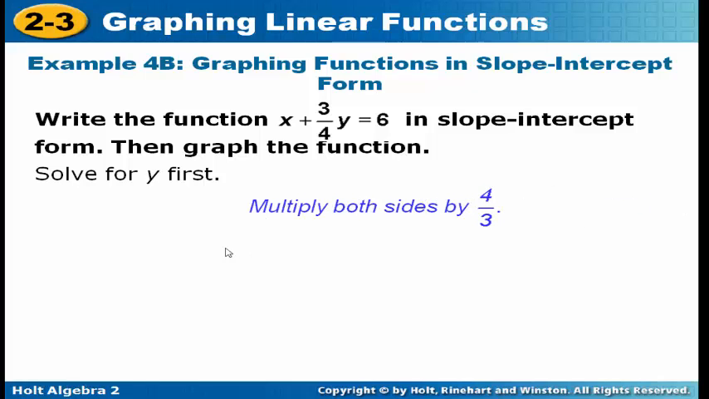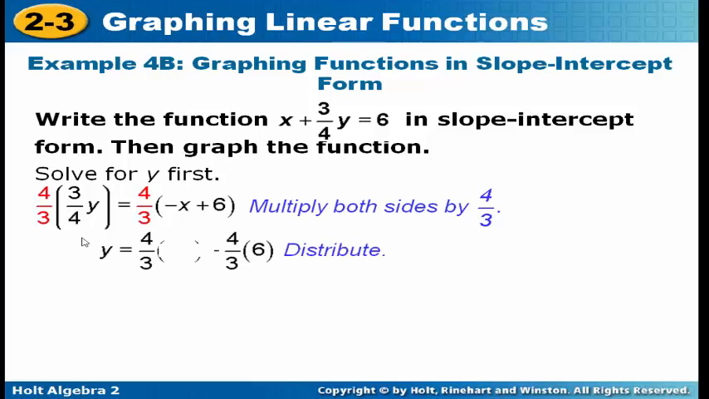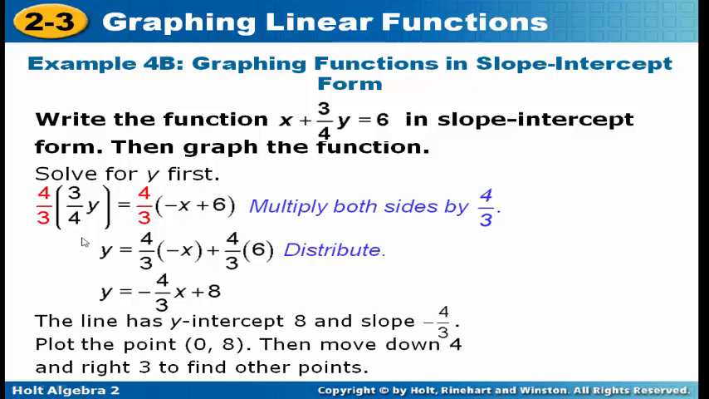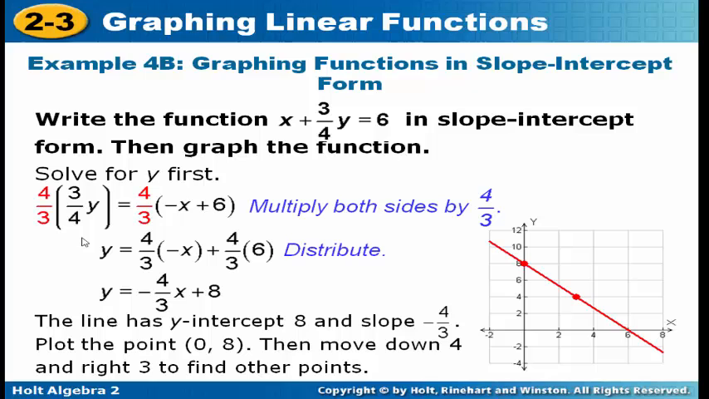Multiply 4 over 3 after getting 6 in this side by negative x plus 6. So we have in this side 4y, and in this side negative 4 over 3x plus 8. So the y-intercept is 8, so the point is (0, 8), and the slope is negative 4 over 3. So plot the point (0, 8) and use the slope to get the other point.